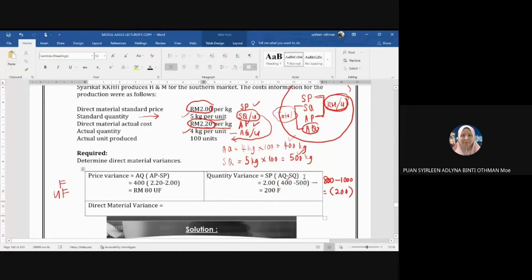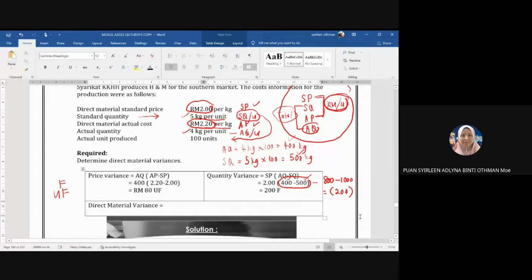Okay, alright. So, how do I justify sama ada saya punya quantity variance ni favorable atau unfavorable? Okay, you refer yang dalam bracket ni. Okay, your actual quantity, okay, actual quantity yang kamu guna 400. Okay, tapi awal-awal tu masa awak buat standard quantity, you jangka, you expect that you will be using 500 kg bahan mentah.